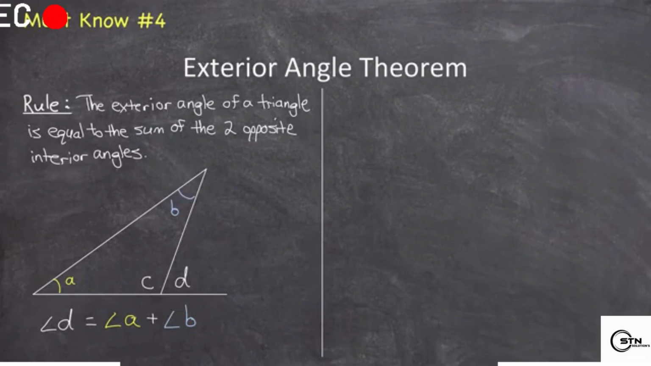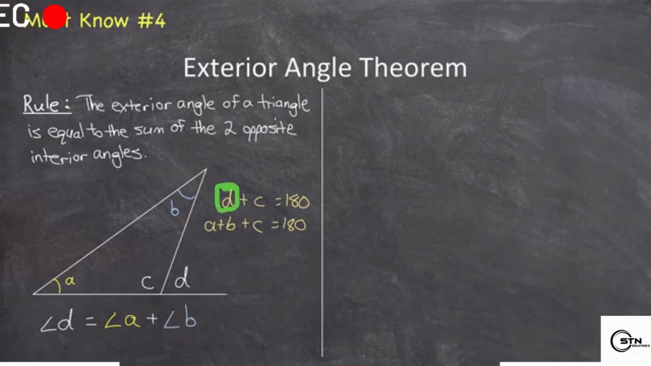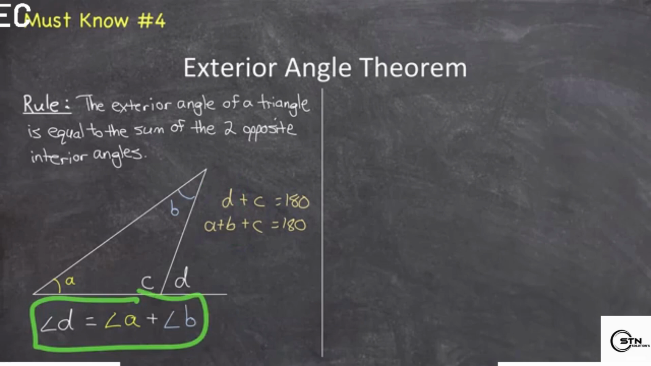There would be two easy ways for me to prove to you why that is true. First of all, notice that angle D and angle C, when combined together, form a straight line, meaning they're supplementary, so they add to 180 degrees. But also I know that all three interior angles of a triangle, when added together, also has to be 180. Notice adding two different things to C, either D or A plus B. When either of those are added to C, we get 180. So that must mean that D and A plus B are equivalent to each other. Hence the exterior angle theorem.